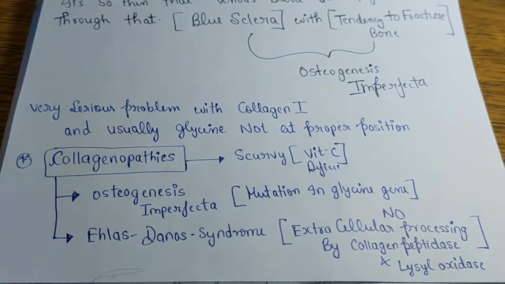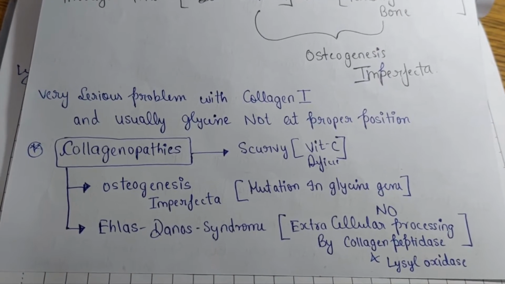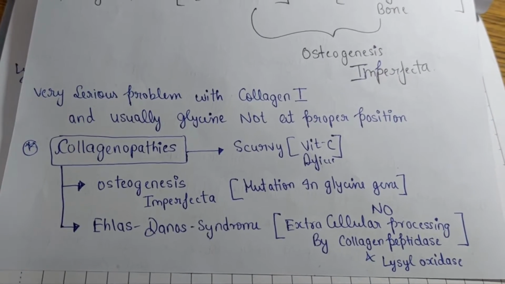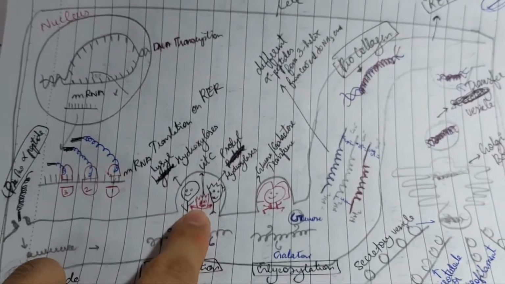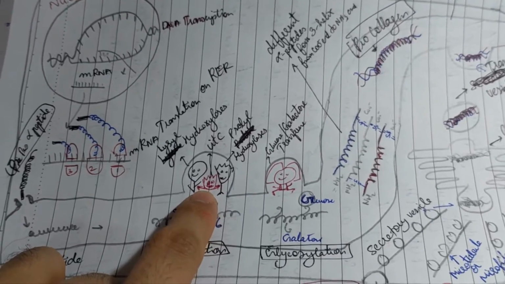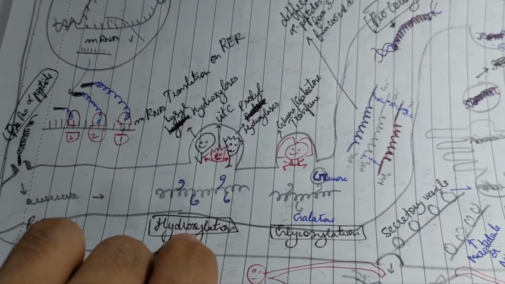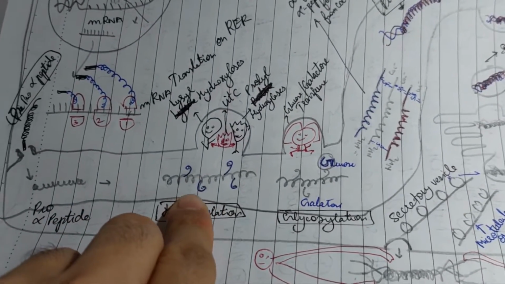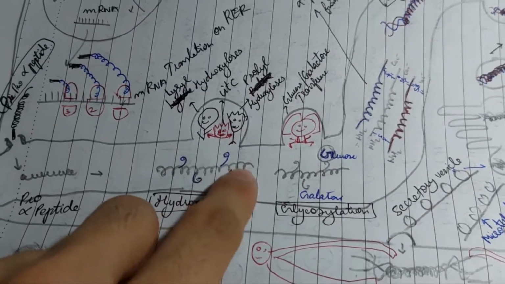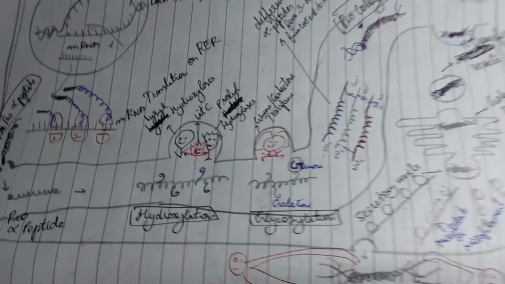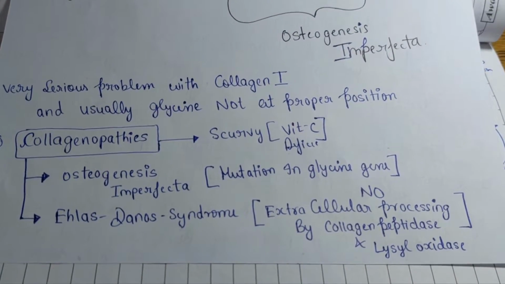We remember scurvy. Collagenopathies are basically problems with collagen, like osteogenesis imperfecta. We discussed Ehlers-Danlos syndrome, and we had discussed scurvy also. So scurvy was basically that due to deficiency of vitamin C, lysyl hydroxylase and prolyl hydroxylase will not hydroxylate the pro alpha peptide chain, and as a result we won't have these small hooks that will form strong pro collagen. So these were some diseases associated with collagen problems.